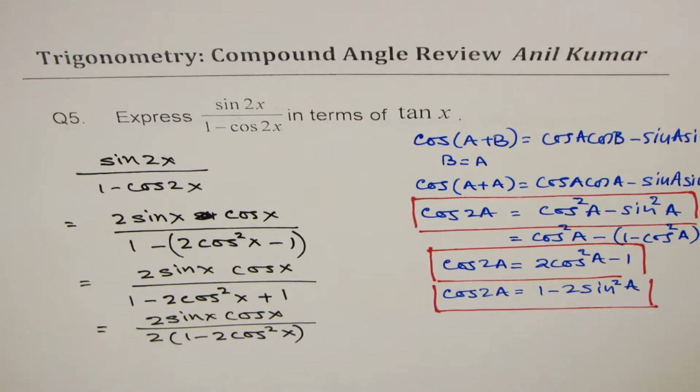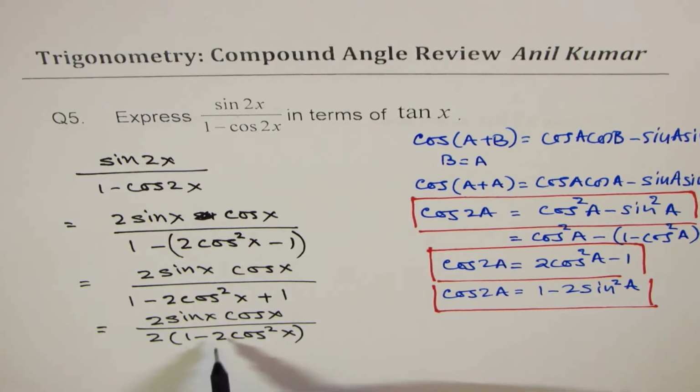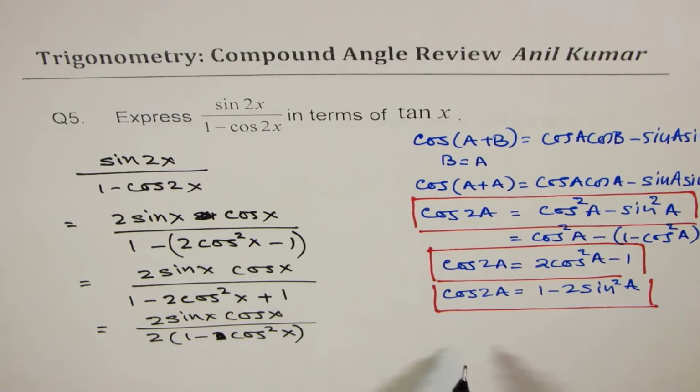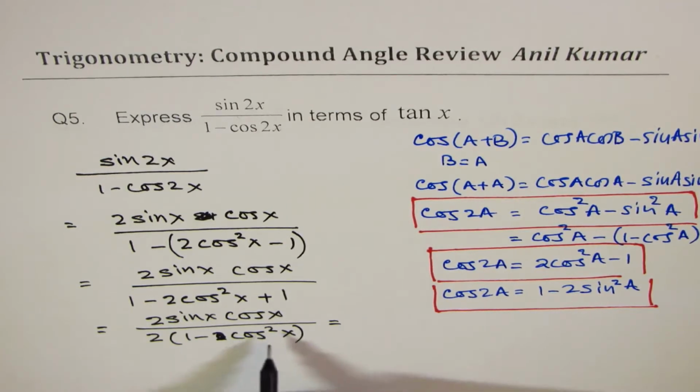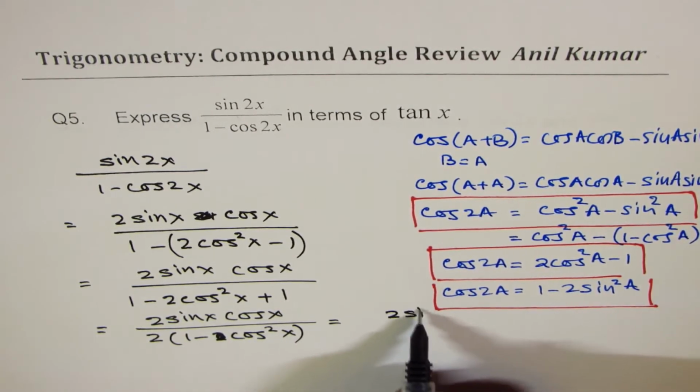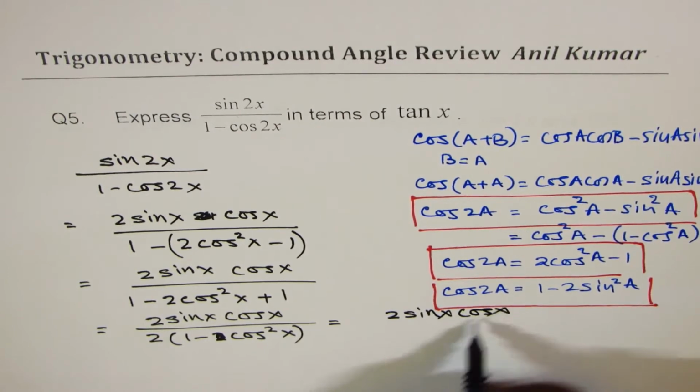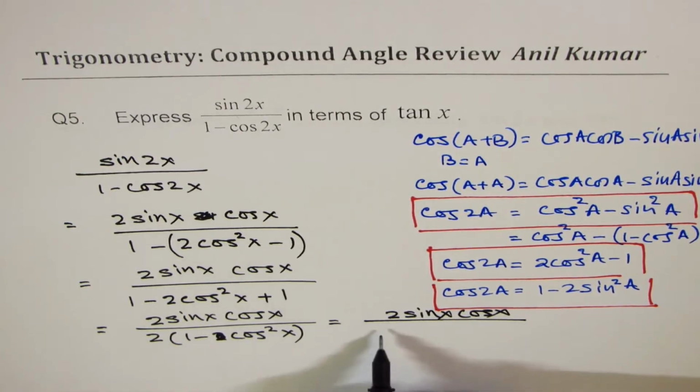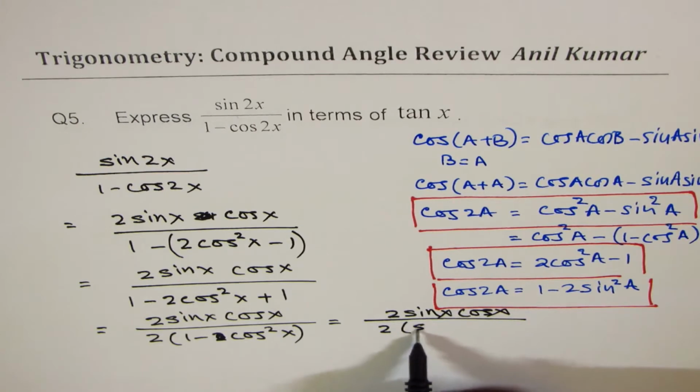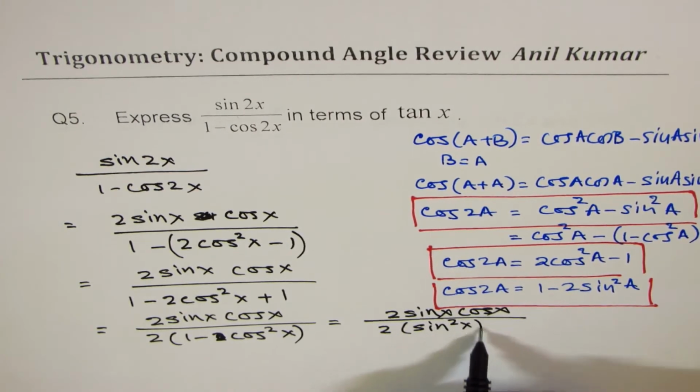Now at this stage, when you get 1 minus 2 1 minus cos square x, I actually ran out of space, but anyway, we are very close to the result. 1 minus cos square x, 2 is common, so this 2 is also taken common. So now 1 minus cos square x, as you know, is sine square x, right? So we could write this as 2 sine x cos x. I'm moving to the right, I don't have space here. 2 times sine square x, correct?